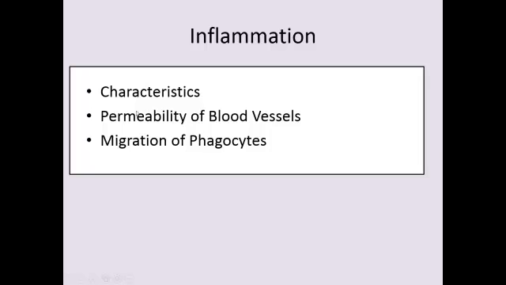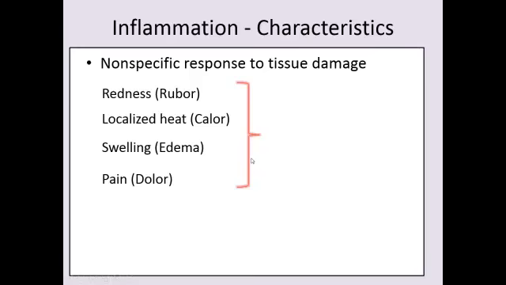Next up, inflammation. We're going to talk about the characteristics of inflammation, permeability of blood vessels, and migration of phagocytes. First off, inflammation is something that we've all experienced, and it is a non-specific response to tissue damage. You can get it from spraining your ankle and having microbes invade and cause an infection. All of it results in inflammation. Because this is a microbiology class, we're going to be talking about microbial causes of inflammation.